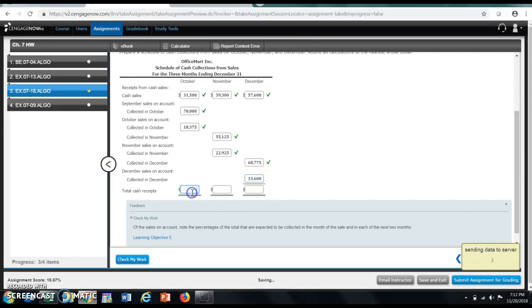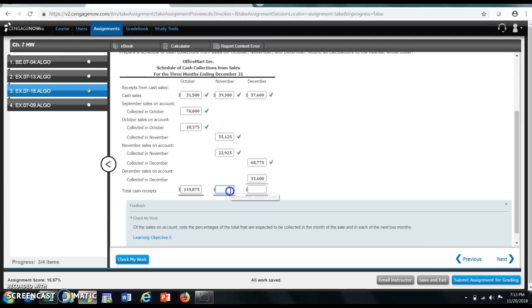Okay. This last line is just where you have to add the numbers up. 31,500 plus 70,000 plus 18,375. In the month of October, we can expect cash to come in this amount, 119,875. In November, we can expect, adding them up, 39,300 plus 55,125 plus 22,925 is 117,350.